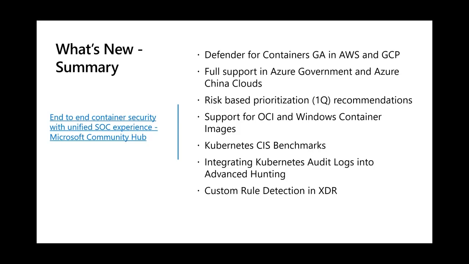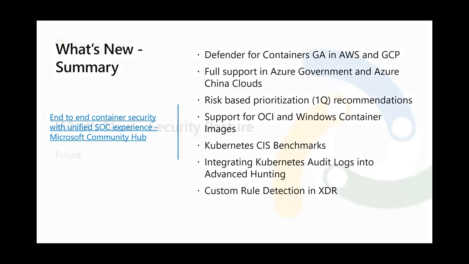So first off, we released the Defender for Containers as generally available in multi-cloud. So this plan is now GA in both AWS and GCP. And we also added more support for Azure Government and Azure China clouds. We'll also be looking at risk-based prioritization recommendations, as well as the support for OCI and Windows container images as part of our vulnerability scanning, and the addition of Kubernetes CIS benchmarks across multi-cloud, and some new detections that we're adding with XDR, some custom-based detections, and the integration with advanced hunting.